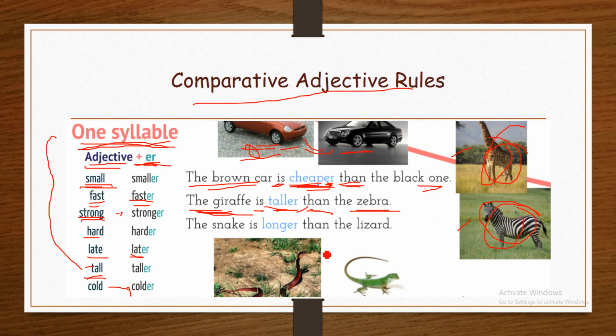Here also we have two objects, two nouns. A snake and a lizard. The snake is longer than the lizard. The snake, the first noun, the first object, is verb to be, longer, comparative adjective, one syllable adjective plus er. We always use than to compare two things. The snake is longer than the lizard.